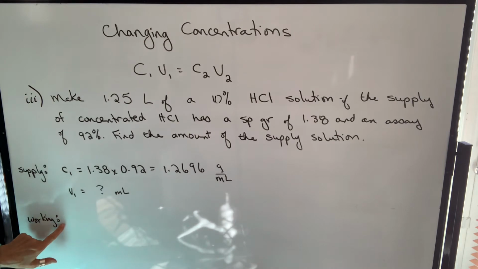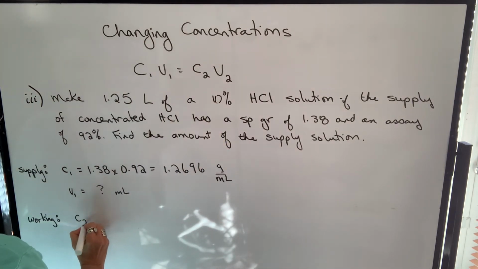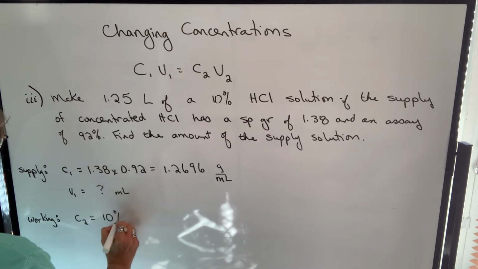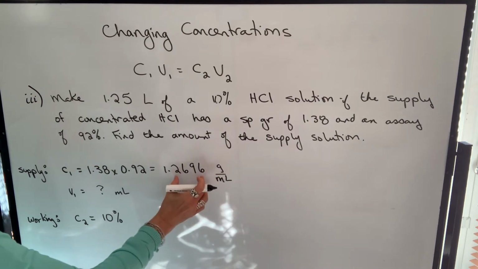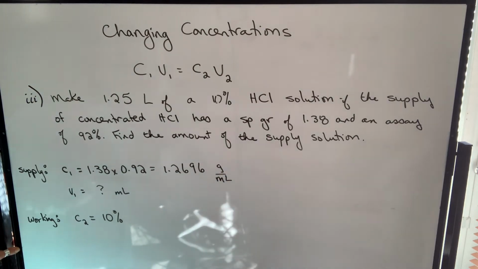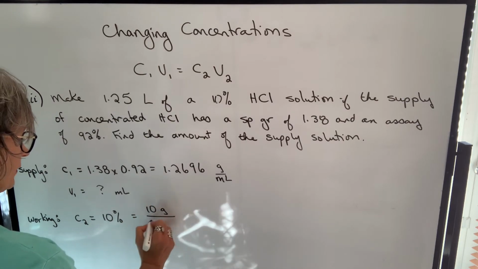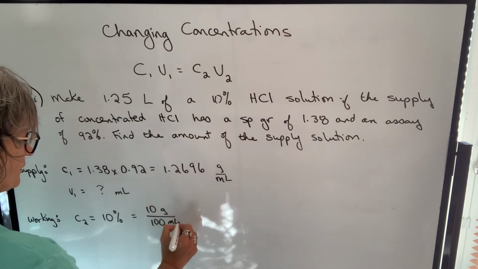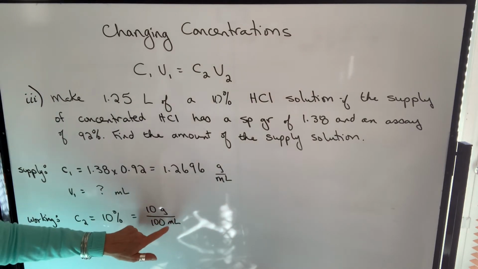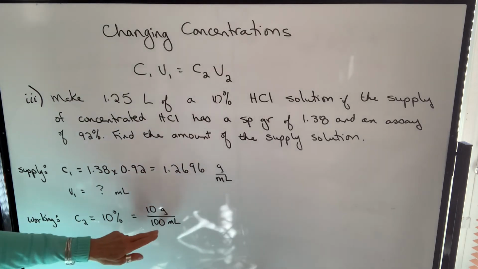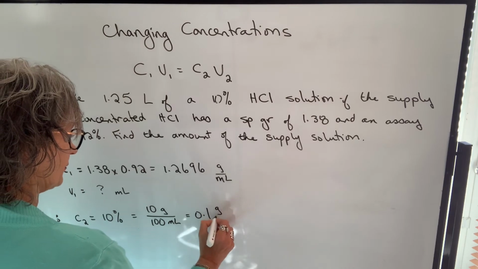Now we're going to look at the working solution. What do I know about it? I know that I need concentration, so C2 is 10%. I can't leave it in that form. I need to have it in the same units as this concentration, so I want it in grams per milliliter. First of all, 10% means 10 grams per 100 milliliters. I talked about that in a previous video when I talked about what percent concentration means. I don't want to leave it in that form. I want it in grams per milliliter. So I'm going to divide by 100, and I will get 0.1 grams per milliliter.